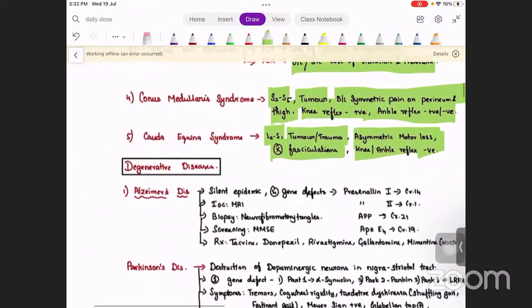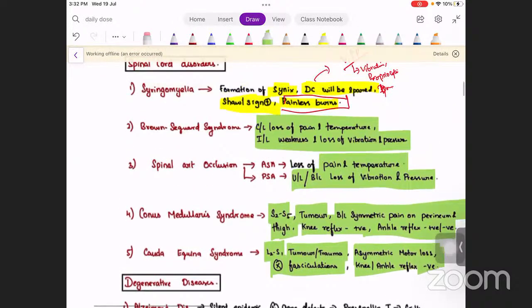This is associated with spinal cord disorders, people. So what are they? Five diseases. Syringomyelia: formation of a syrinx, dorsal column remains unaffected, shawl sign positive, painless burn. Brown-Sequard syndrome: contralateral loss of pain and temperature, ipsilateral weakness and loss of vibration and pressure. Anterior spinal artery occlusion: loss of pain and temperature; posterior: loss of vibration and pressure. Conus medullaris: S2 to S5, knee reflex positive, pain on perineum and thigh, ankle reflex either positive or negative. Cauda equina: ankle and knee reflexes negative, L2 to S1, tumor or trauma, asymmetric motor loss, and loss of fasciculations.